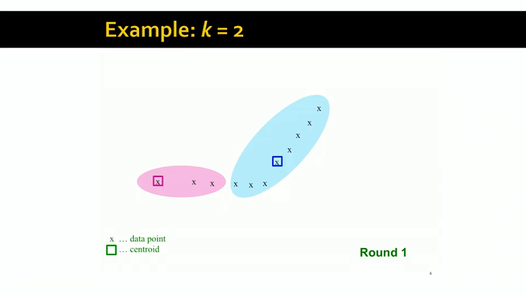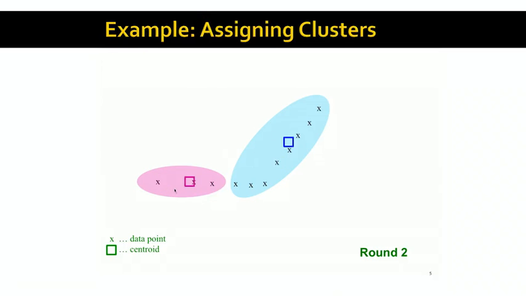Now what I'm going to do now is, because I've created these 2 new clusters, I'm going to compute their new centroids. And when I compute the new centroids, the centroid of the pink cluster moves over a little bit to the left to this new position here, and the centroid of the blue cluster moves to that new position. Now, because I have new centroids, in round 2, I'm going to go through each data point again and assign it to its closest centroid.